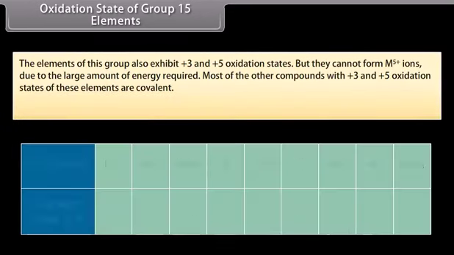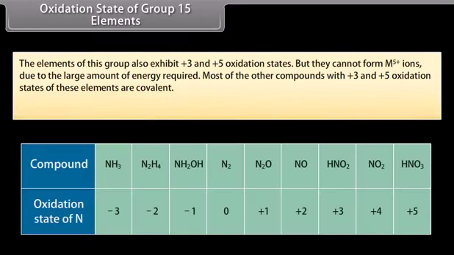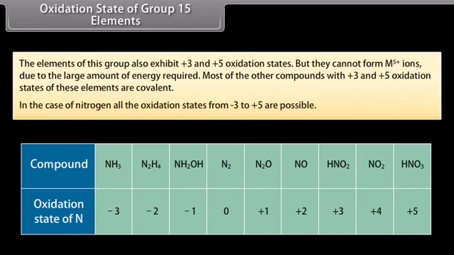The elements of this group also exhibit +3 and +5 oxidation states, but they cannot form M5+ ions due to the large amount of energy required. Most of the compounds with +3 and +5 oxidation states of these elements are covalent. In the case of nitrogen, all the oxidation states from -3 to +5 are possible.